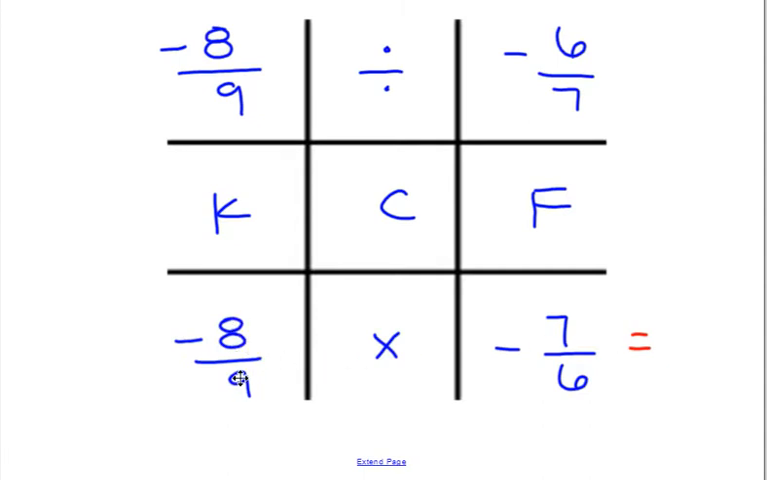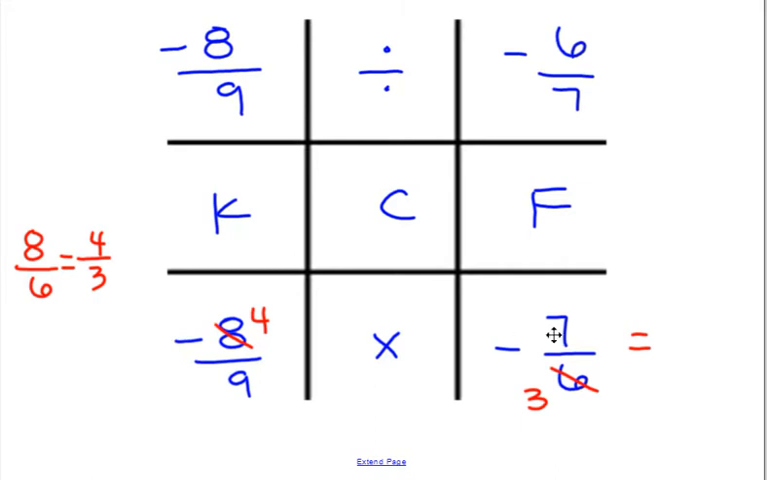Can 8 over 9 simplify? No. Can 7 over 6 simplify? No. Let's go diagonal now. Can 7 over 9 simplify? No. Can 8 over 6 simplify? Yes. And if you have to come out to the side to write it, that's fine. So 8 over 6 would simplify to 4 over 3. So the 8 becomes a 4, and the 6 becomes a 3.